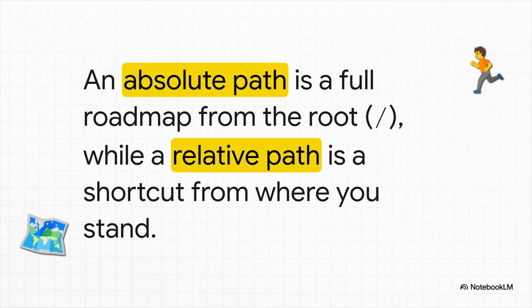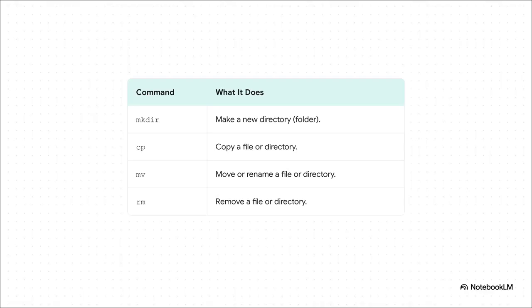/. A relative path, on the other hand, is just a shortcut. It's a set of directions based on where you are right now, so you don't have to spell out the whole thing from the very beginning. So you can navigate, but what about actually managing your stuff?